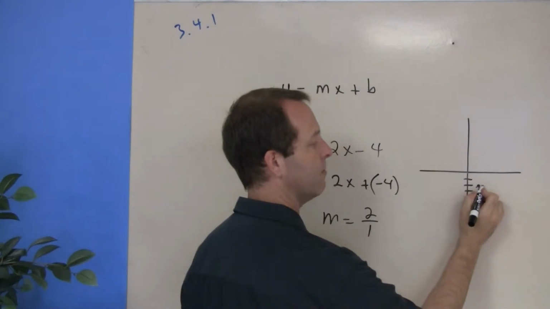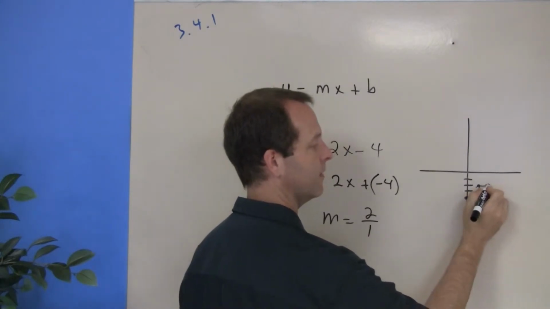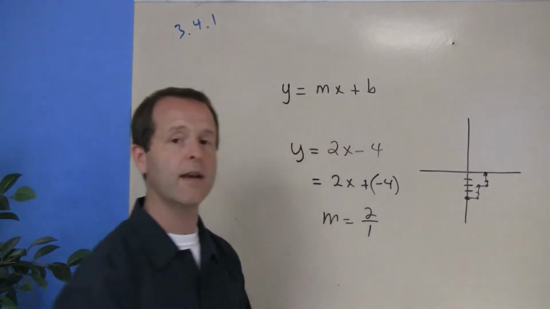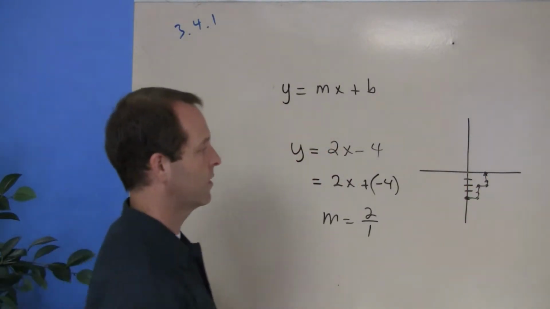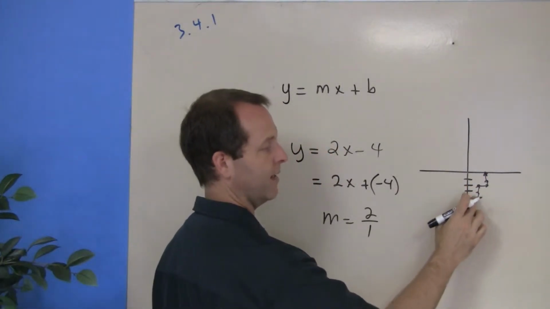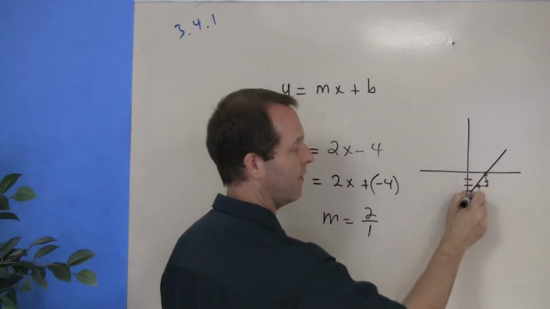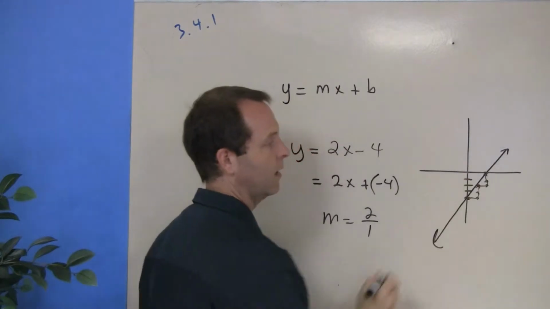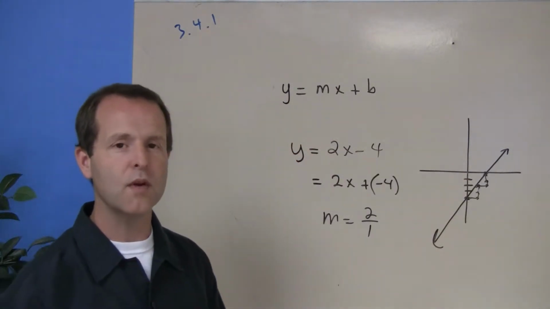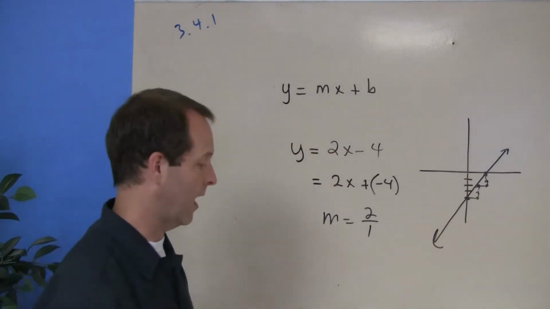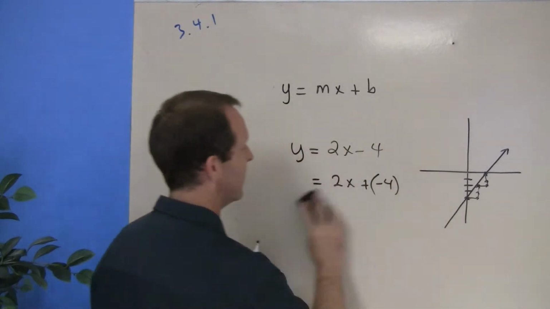Then likewise, from this point, I can go over 1 and up 2. And that's going to determine another point on the line. So once I have the starting point and another point determined by its slope, its rise over run, I have enough information to graph that line. And that's one of the beauties of the slope-intercept form of a line. Let's look at another example.